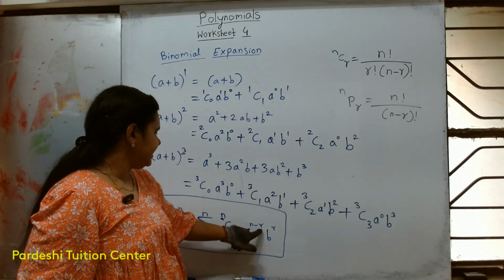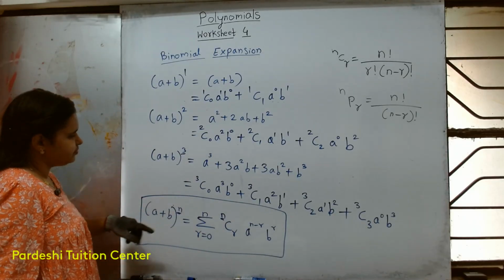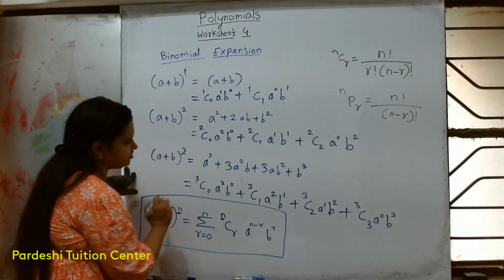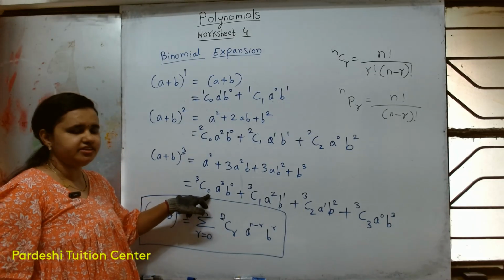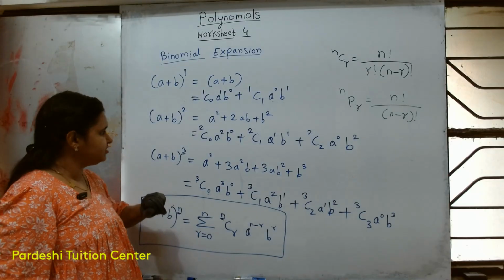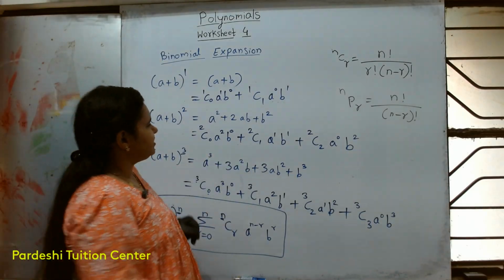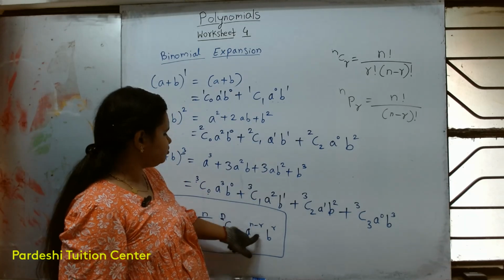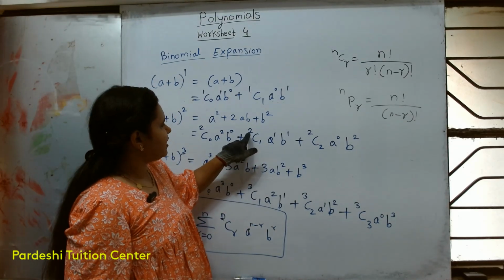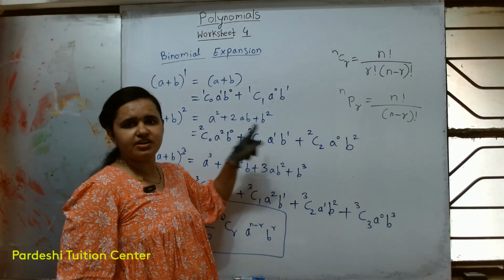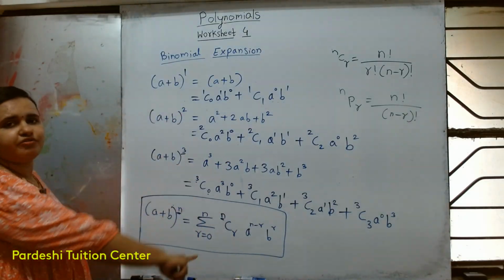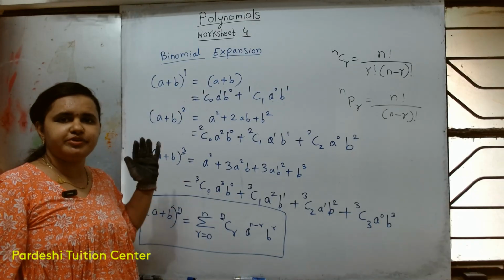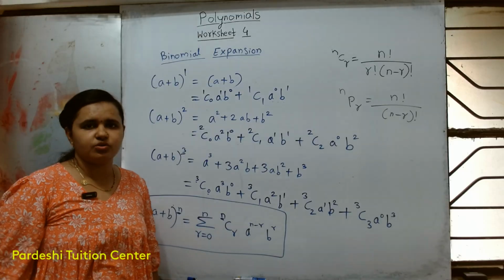Now a to the power n minus r. Here n is 3, r is 0, so 3 minus 0 is 3, so I wrote a to the power 3, okay. Again here if I check it, n is 2 and r is 1, so a to the power n minus r means a to the power 2 minus 1, here the power is 1. You can check the whole formulas, you can just write a plus b to the power 4 and a plus b to the power 5. This is your homework, okay.